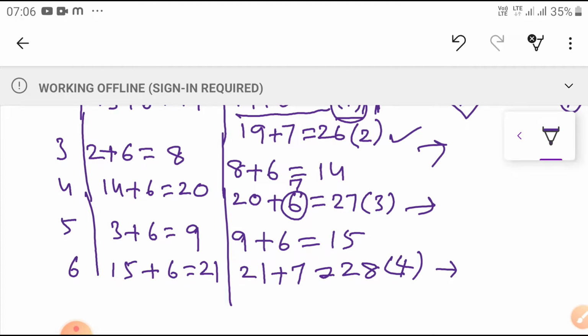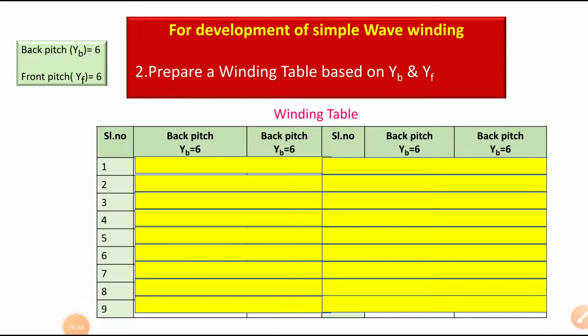So let us complete this table once again for clarity. I have made one animation for you, you can see it. Now, this is the table. Then I started first, starting 1 plus 6. Back pitch is equal to 6, front pitch is equal to 6. 1 plus 6 is 7, and 7 plus 6 is equal to 13, and after the 13th it is connected to the 6th, that is 19. 19 plus 7 is 26. So instead of 26 I have taken the 2. Okay, this is the twisting point.